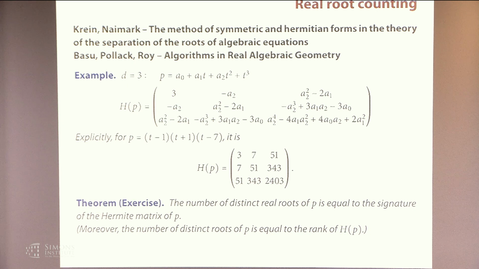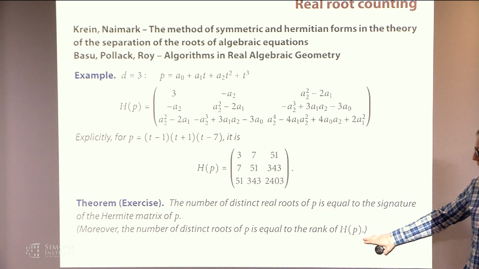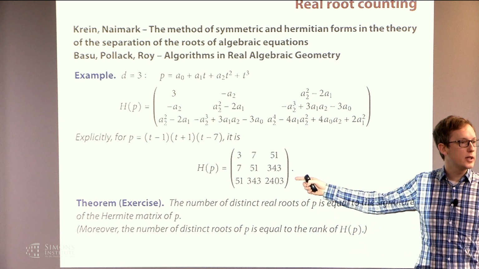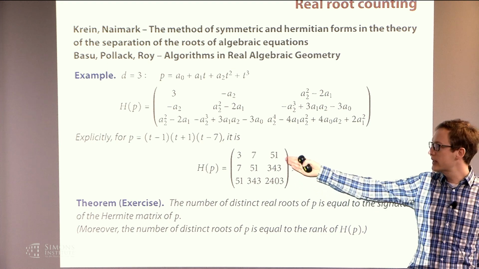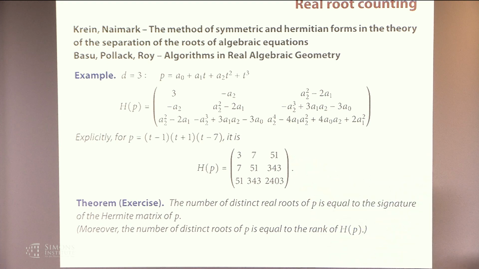And the theorem says, which again is an exercise, that you can count the number of distinct complex roots by looking at the rank of this matrix. So in this example, that's a rank 3 matrix because we have 3 distinct complex roots. And the signature will tell you how many of these roots are real. So the signature of this matrix, which is the number of positive eigenvalues minus the number of negative eigenvalues of the matrix, counts the number of distinct real roots. So if you have a multiple root, it's only counted once.